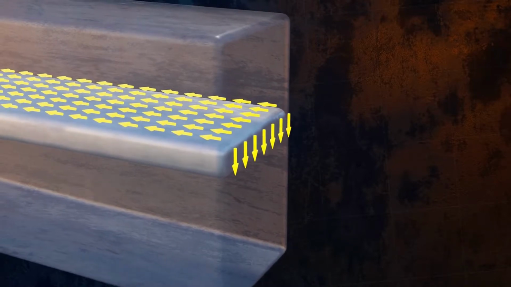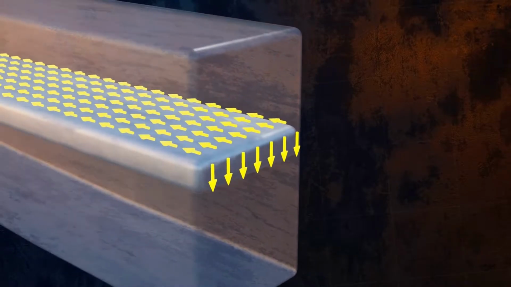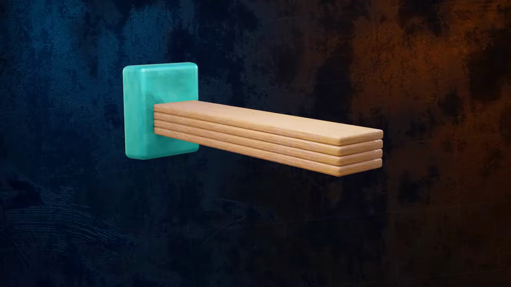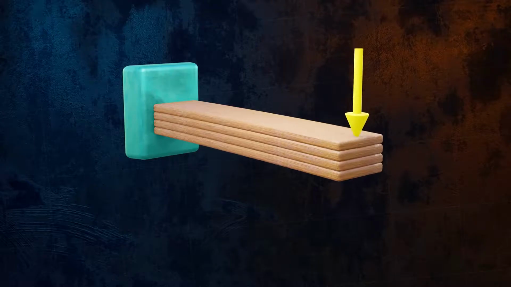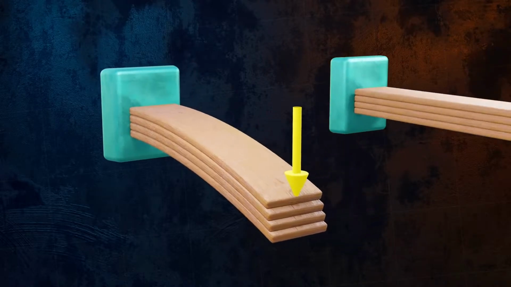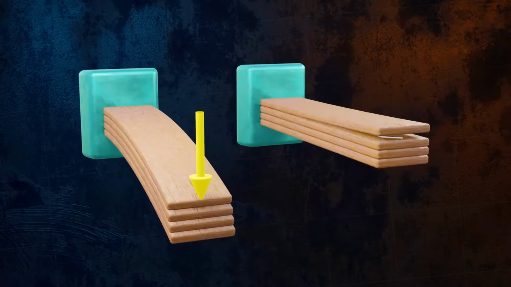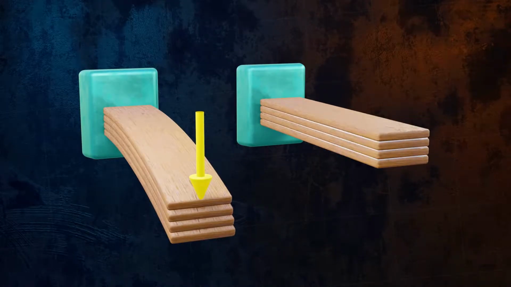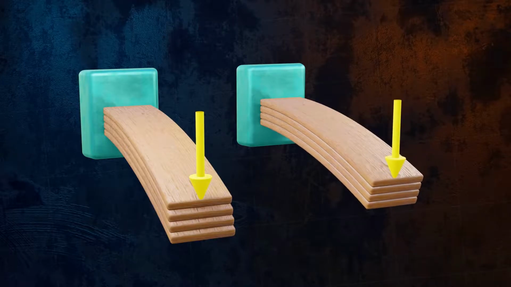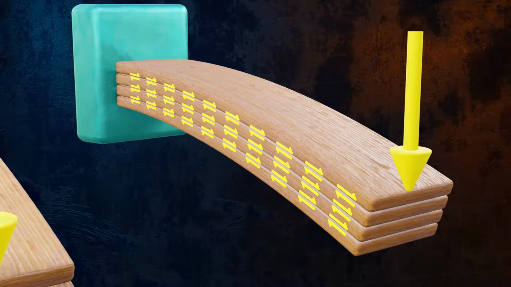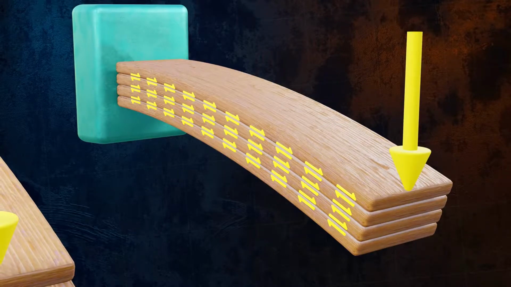One way to visualize these horizontal stresses is to consider a beam made up of several planks of wood. When a load is applied, there is a tendency for the planks to slide relative to one another. Now let's glue the planks together. When the load is applied, the planks cannot slide, and so horizontal stresses develop between them. If these shear stresses are larger than the shear strength of the glue bond, the glue will fail.